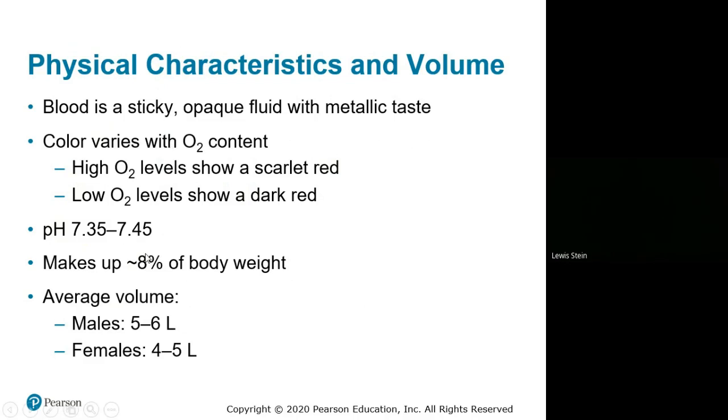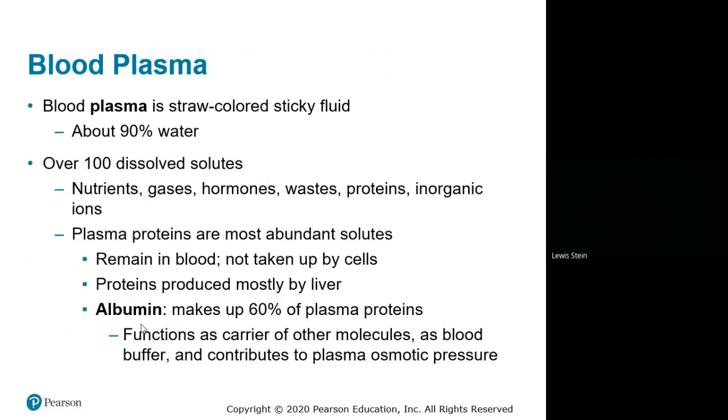pH 7.4 plus or minus 0.05, 8% of body weight, average volume, again, more in men, both size, menstruation, testosterone levels, etc. Plasma: straw-colored, off-white, if you want to think of it that way, mostly water, solutes, lots of dissolved solutes, nutrients, anything that's water-soluble, gases, which are partially water-soluble, hormones, mostly water-soluble because they're mostly proteins, waste products, proteins in general, ions, charged particles. That's what's in plasma.